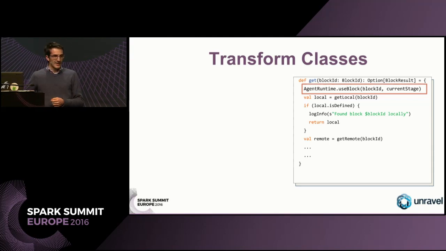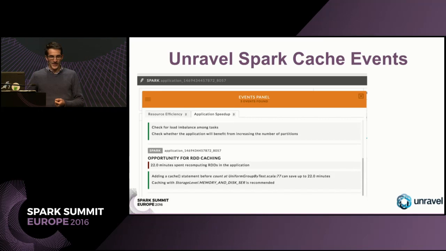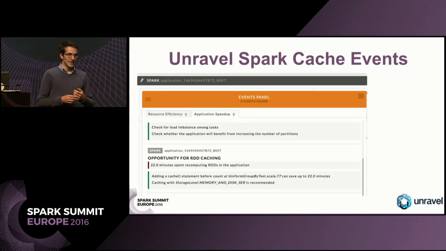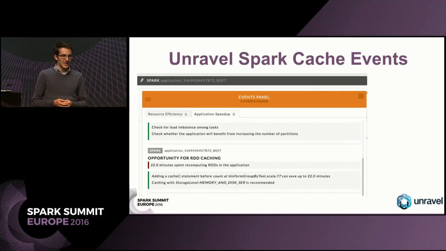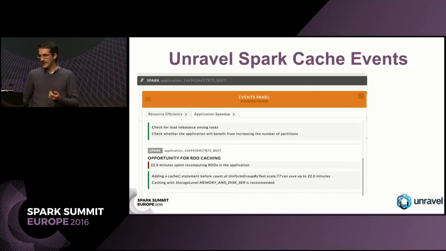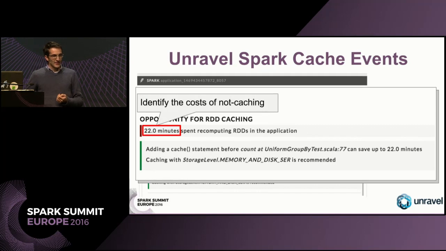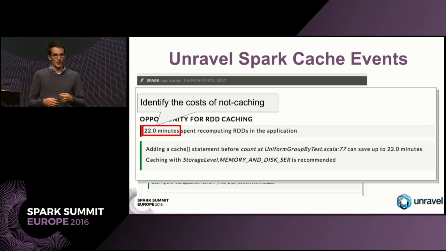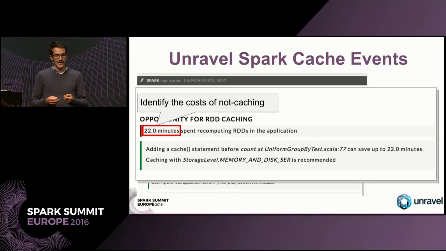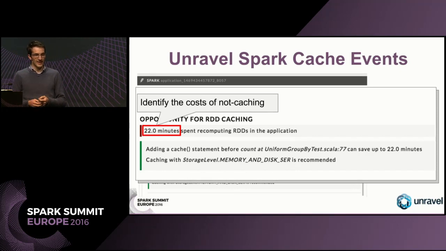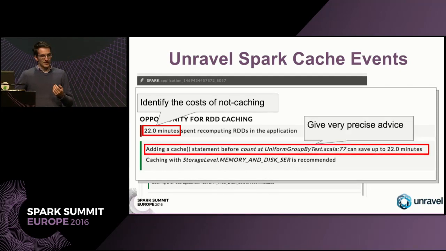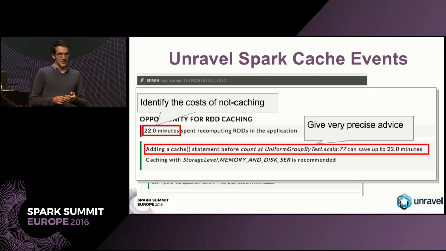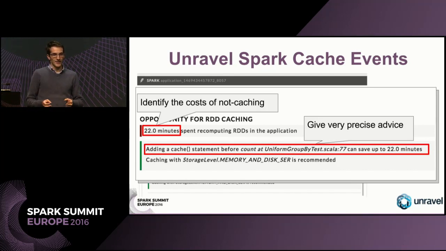So using this mechanism, we can use it for our algorithm. And here on this slide, I just show the end result of our caching algorithm. So essentially, we can pinpoint very concretely which RDDs to cache, what is the potential for caching. Basically, here it shows that 22 minutes were being spent recomputing the same RDD over and over again. So that's the maximum that you could save by taking the data from the cache. And then we also give precise advice on what statement at which line in your application you need to add a caching statement such that you can save time and speed up your application.